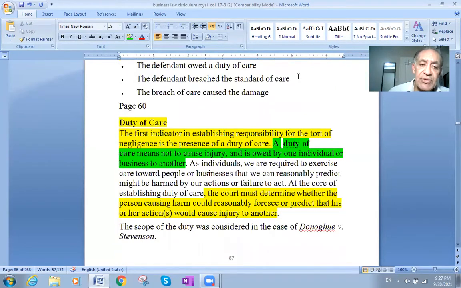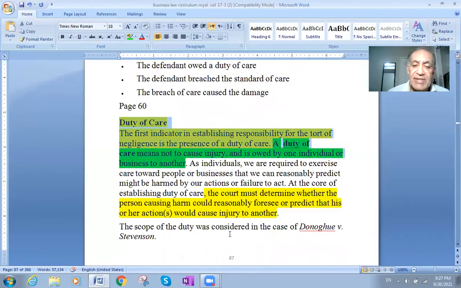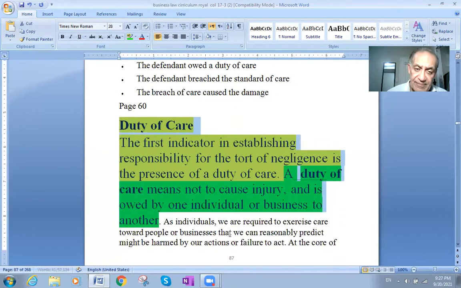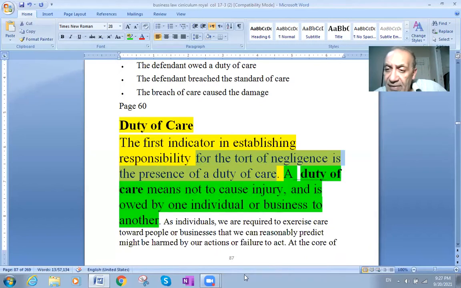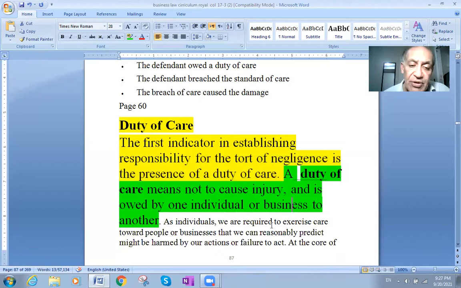Duty of care. What do we mean by duty of care? A first indicator in establishing responsibility for the tort of negligence is the presence of a duty of care. So if you have a duty of care, then there will be no negligence, so no non-intentional tort. A duty of care means not to cause injury to others and is owed by one individual or business to another.